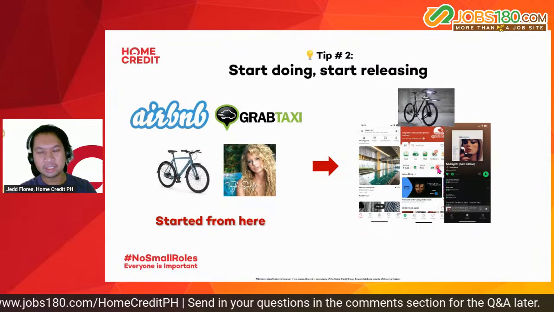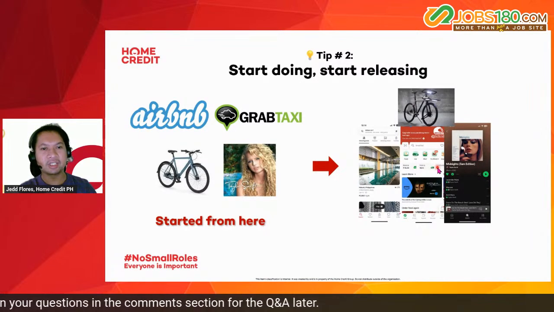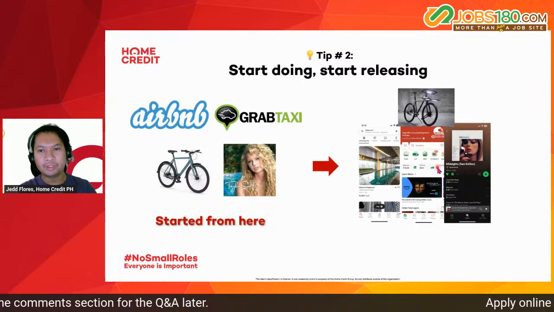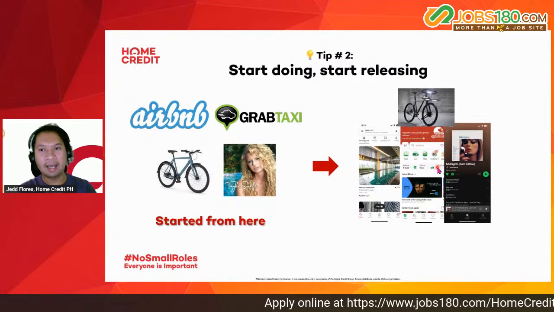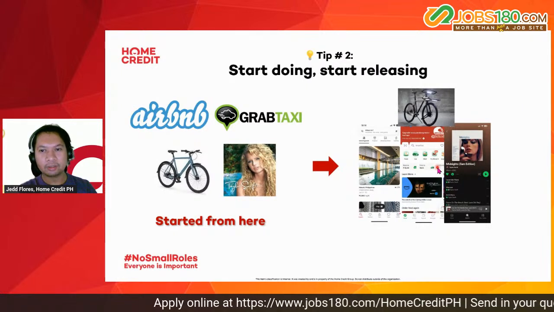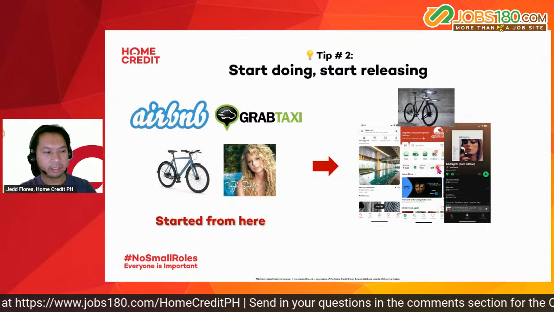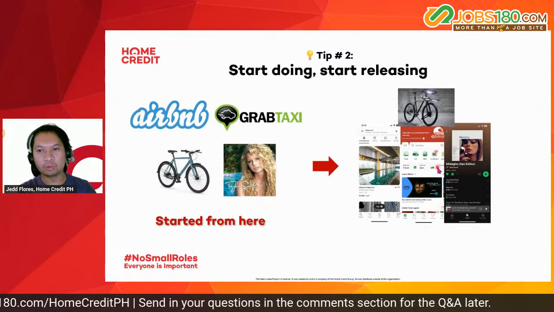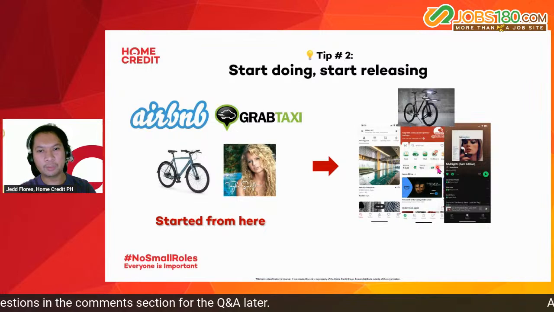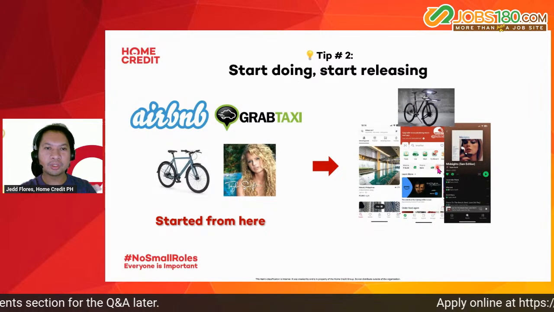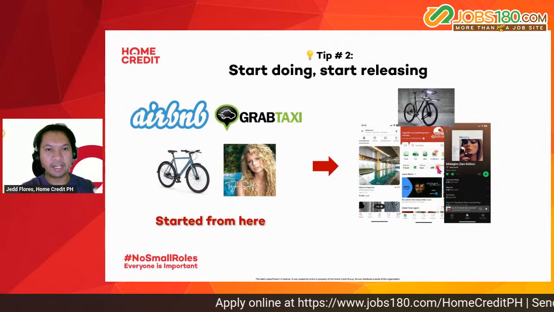So with Airbnb, the problem was that hotels are getting more expensive. With the bicycle, the problem is that people might not have a way to move efficiently from point A to point B. With Grab Taxi, the problem is that it's very hard to book a taxi that is somehow trustworthy and with a fair price upfront. So those are the problems that these apps and these things are trying to address. How these companies build is that they started small.